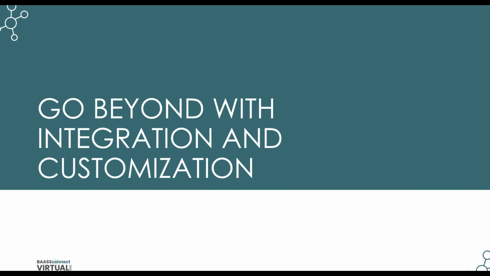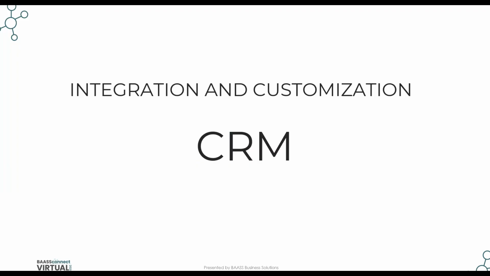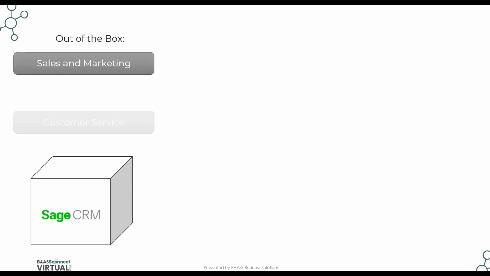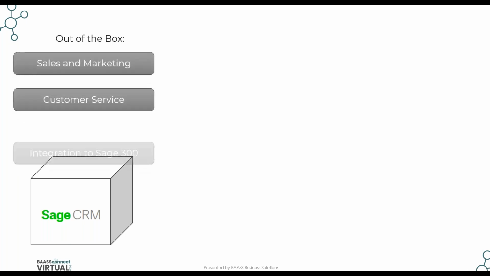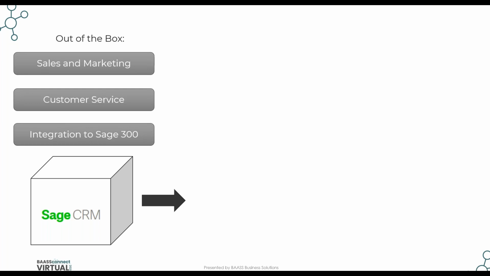Now let's take a look at some of the fantastic integration and automation solutions offered by BAASS. We'll start with CRM. CRM stands for Customer Relationship Management, and out of the box, it provides sales and marketing, customer service functionalities, and more importantly, it integrates with Sage 300.